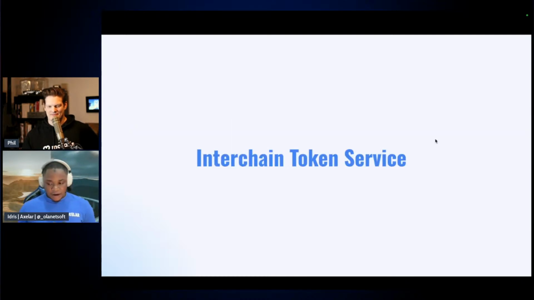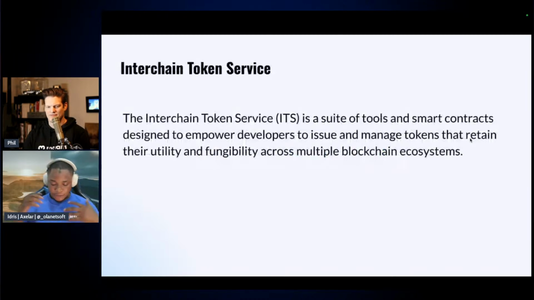So, for context, right, if you're joining us for the first time, or you're hearing the word interchain token service for the first time, or you just want to learn more about it, let me give you a quick recap on what interchain token service is. So to keep things simple, the interchain token service is a suite of tools and smart contracts that is designed to empower developers to issue and manage tokens that retain their utility and also fungibility across multiple blockchains. So emphasis on retaining utility and fungibility across multiple chains.